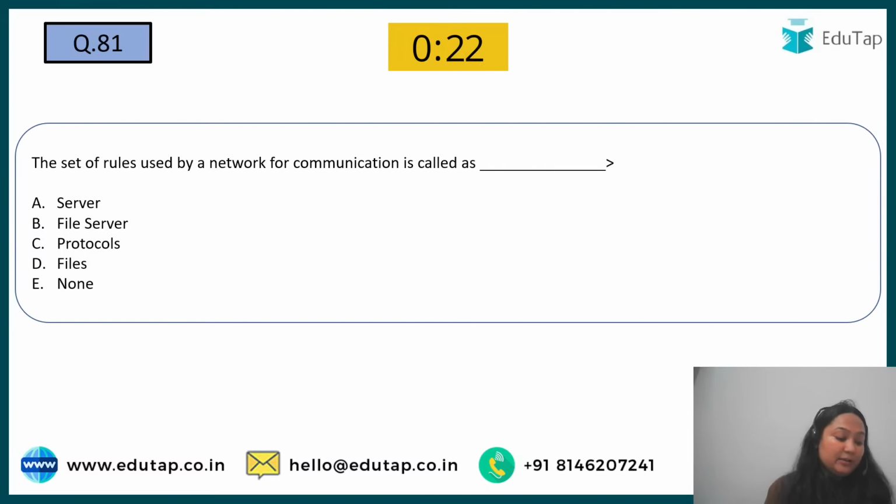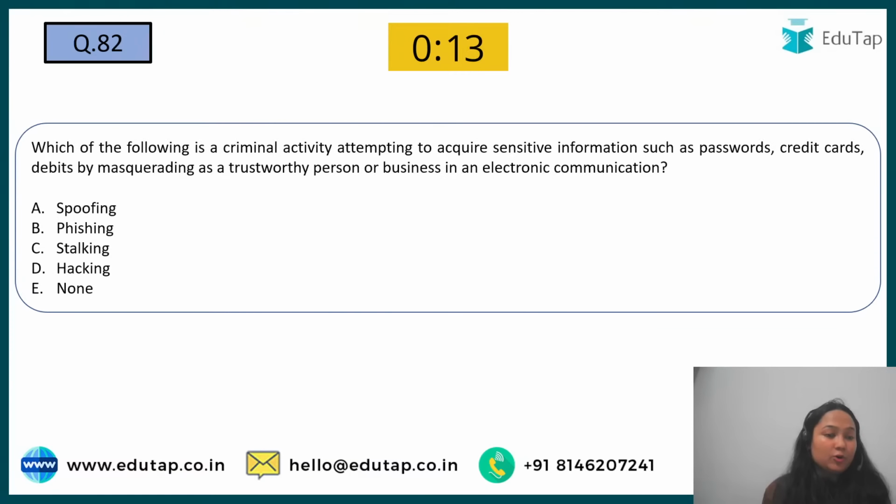It will be, first of all, PAN. There is PAN, there is LAN, there is MAN, there is WAN. Okay, the correct answer will be option number C, protocol.